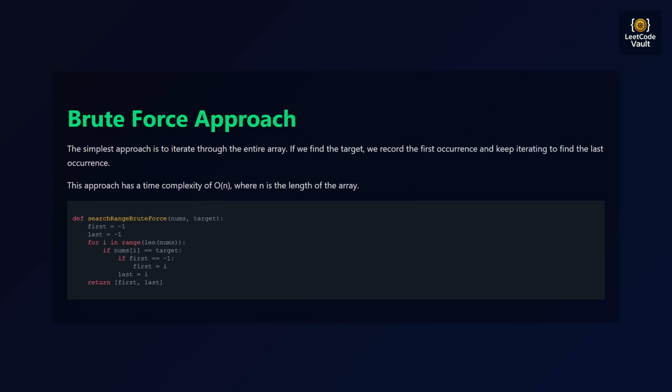Brute force approach. A simple, but inefficient, approach would be to iterate through the array and check each element. If we find the target, we record its index. We'd continue iterating to find the last occurrence. This brute force method has a time complexity of O of n, because we might have to traverse the entire array. While it works, it's not ideal, especially for larger input arrays.